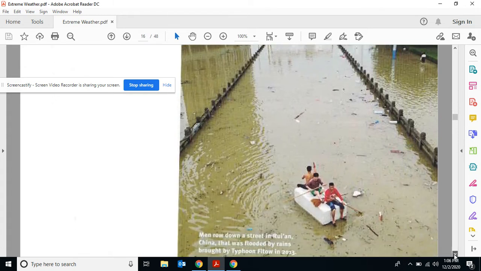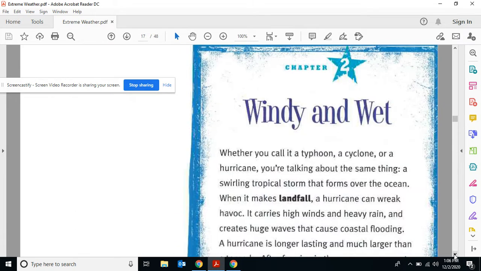All right, let's go to page 17 now. Page 17 is also the start of chapter 2, Windy and Wet. Whether you call it a typhoon, a cyclone, or a hurricane, you're talking about the same thing. A swirling tropical storm that forms over the ocean. When it makes landfall, a hurricane can wreak havoc. It carries high winds and heavy rain and creates huge waves that cause coastal flooding.